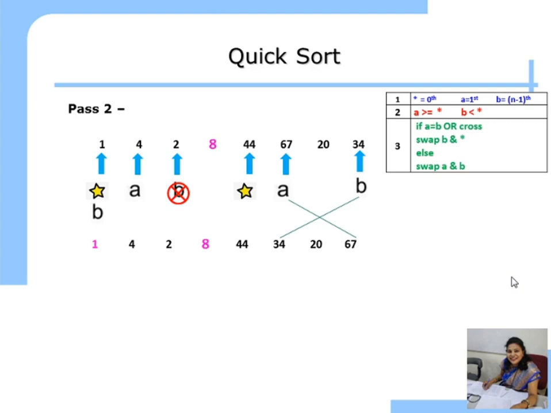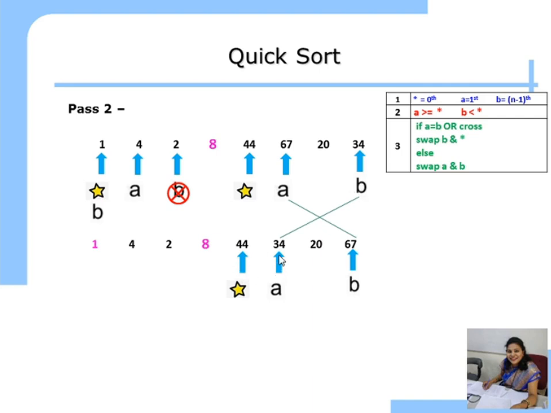I told you that in pass 1 we have only one pivot number. In pass 2 we have two pivot numbers. So we have to think about both pivot numbers. So again we mark pivot A and B. Again we are adjusting the A and B. We are adjusting A and B till we get this: A and B are equal or cross.